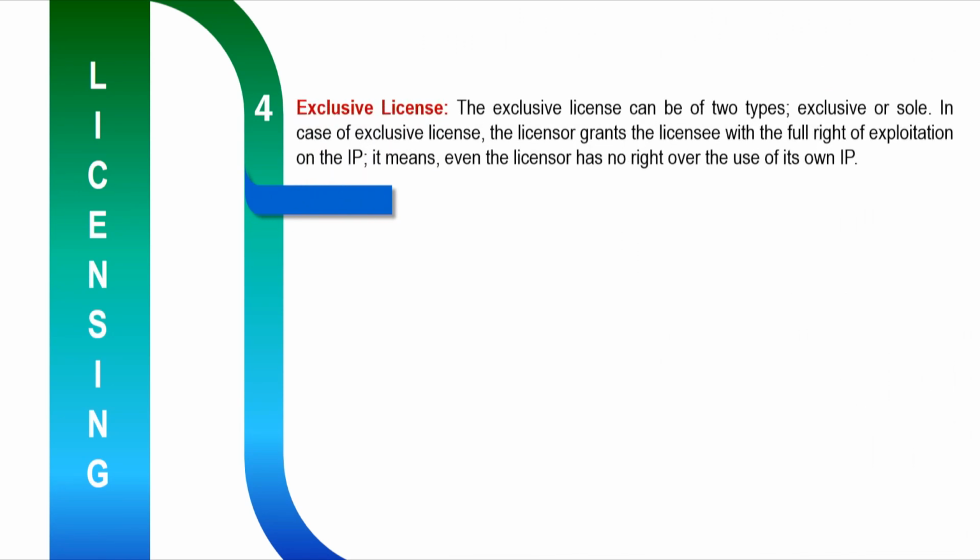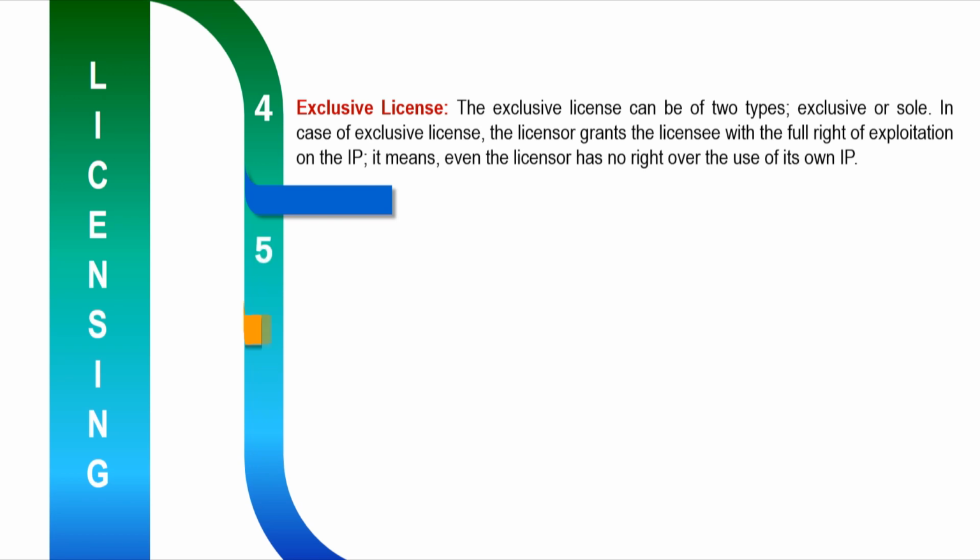Now, this licensing is of different types. The first one is known as the exclusive license. Exclusive license is further of two types, exclusive or sole. In case of exclusive license, the licensor grants the license with the full right of exploitation on the IP. It means the licensor has no right over the use of its own IP. That means all the rights are now with the new owner.